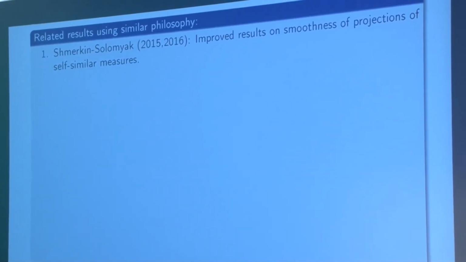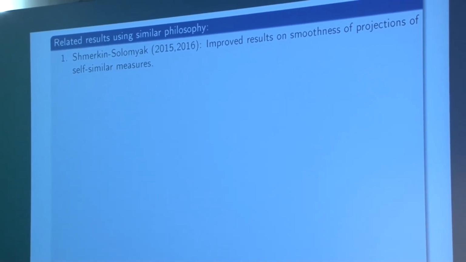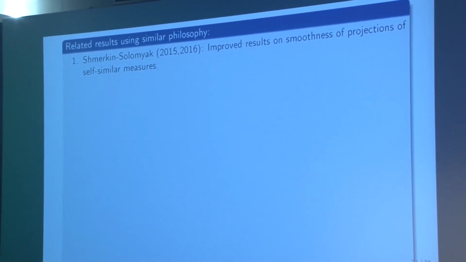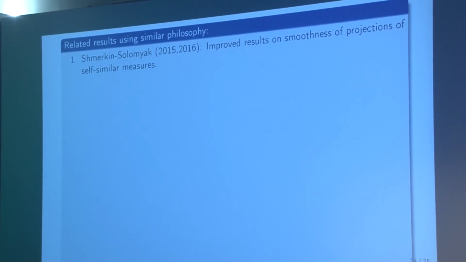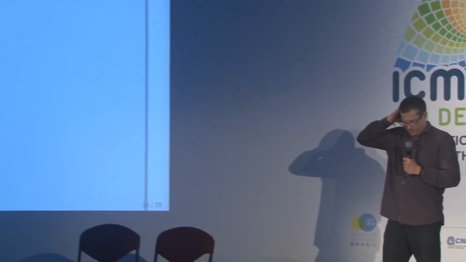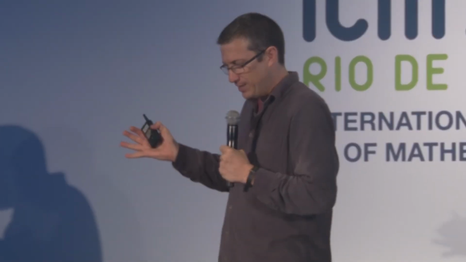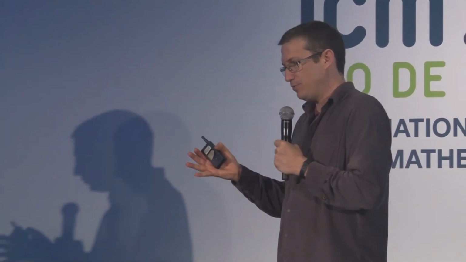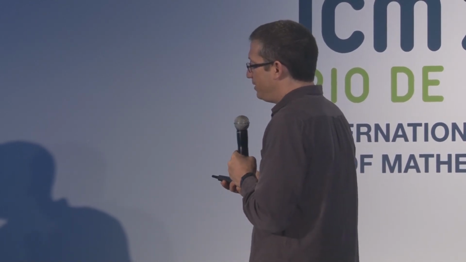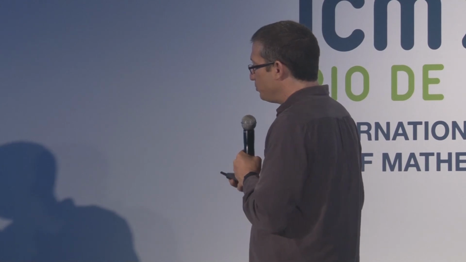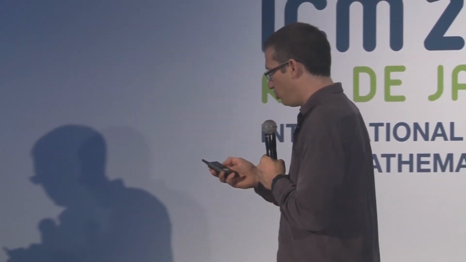Okay, so just to end the talk, I want to talk about some other results that have come out of these methods. As I said, in the last decade, there's been a lot of progress on self-similar measures. It began, in fact, with a result of Shmerkin and Peres, on projections of self-similar sets. That used completely different methods. One result that came out of these methods was improved results on the smoothness of projections of self-similar measures by Shmerkin and Solomyak.